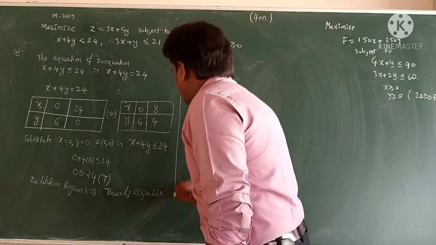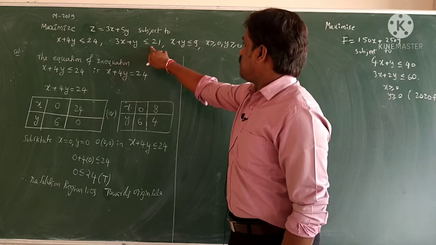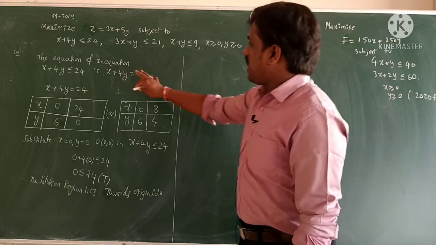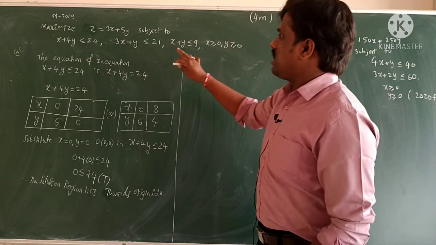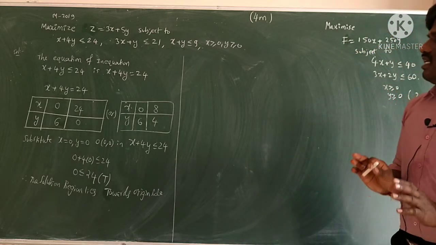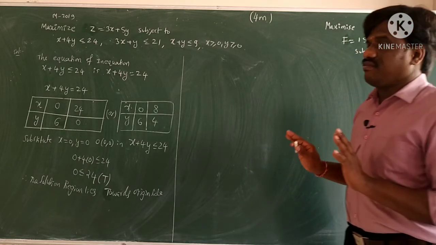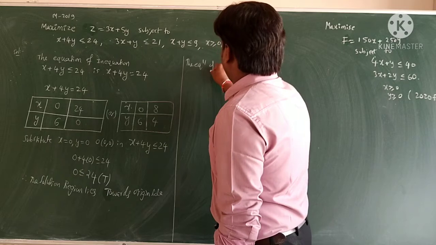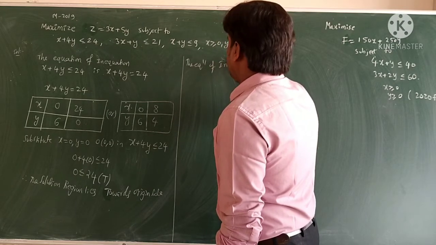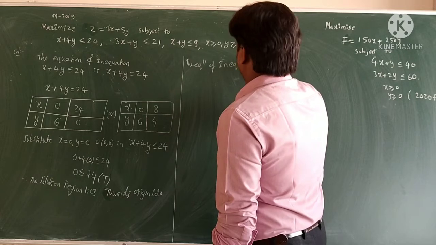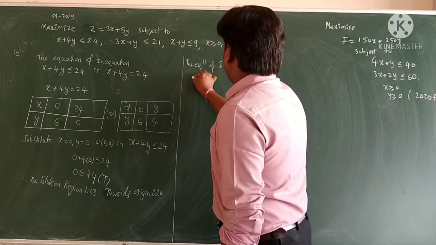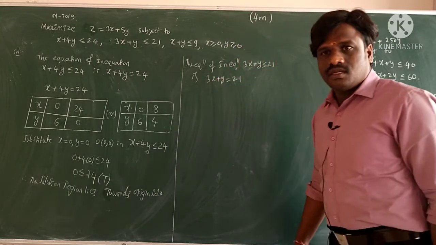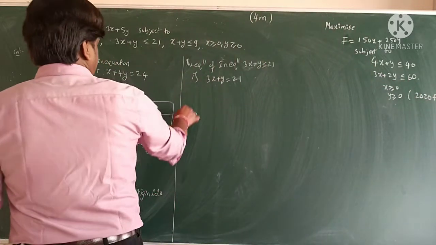Now after this, the same procedure you have to repeat for the other inequation also. The equation of inequation 3x plus y less than or equal to 21 is 3x plus y is equal to 21. Now I am writing like that. So the equation of inequation 3x plus y less than or equal to 21 is 3x plus y is equal to 21. Okay. After this we take the box again.